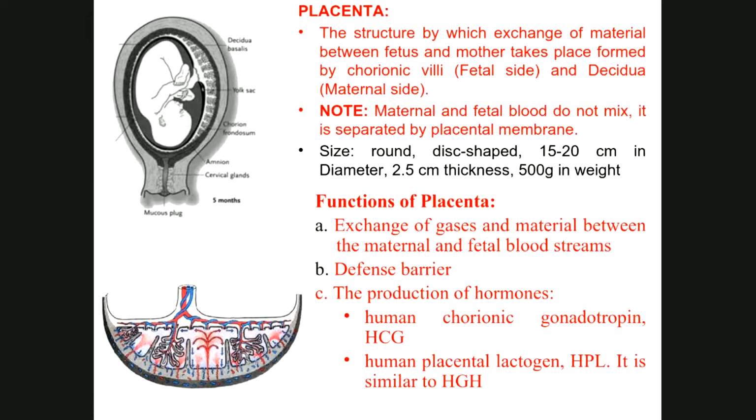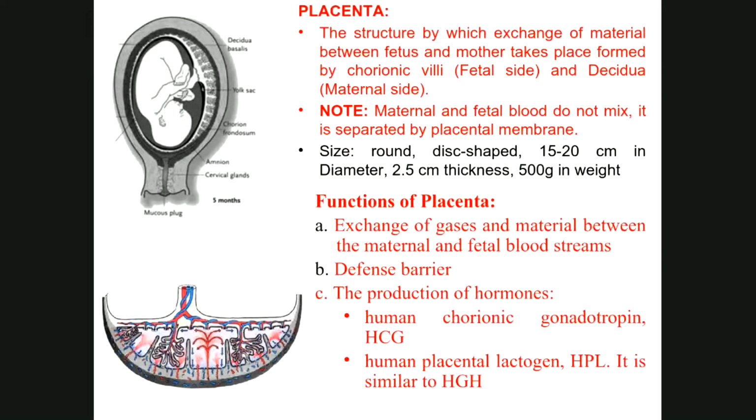The fetal side is the chorionic villi and the maternal side is known as decidua. The function is exchange of gases and nutrients, defense, and hormone production. What is the hormone? The most important hormone is human chorionic gonadotropin, HCG. So this is what is about the placenta.